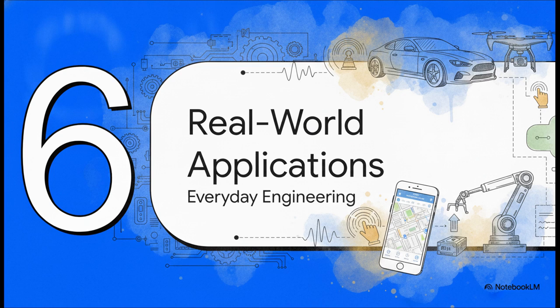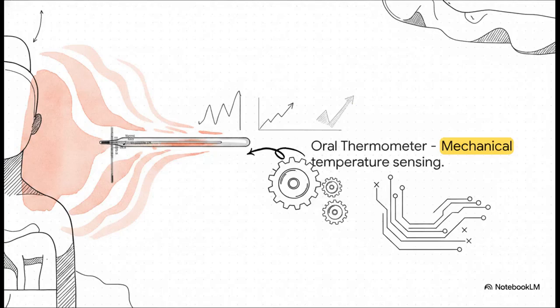Let's anchor all this theory into reality. Let's connect back to everyday life with the classic oral thermometer. This is a purely mechanical sensor. The liquid mercury inside the glass tube expands as your body heat increases. It pushes up a calibrated scale, converting the invisible physical quantity of body heat into a visual expansion that we can easily read. It's simple, it's elegant, but remember, it doesn't give us an electrical signal.